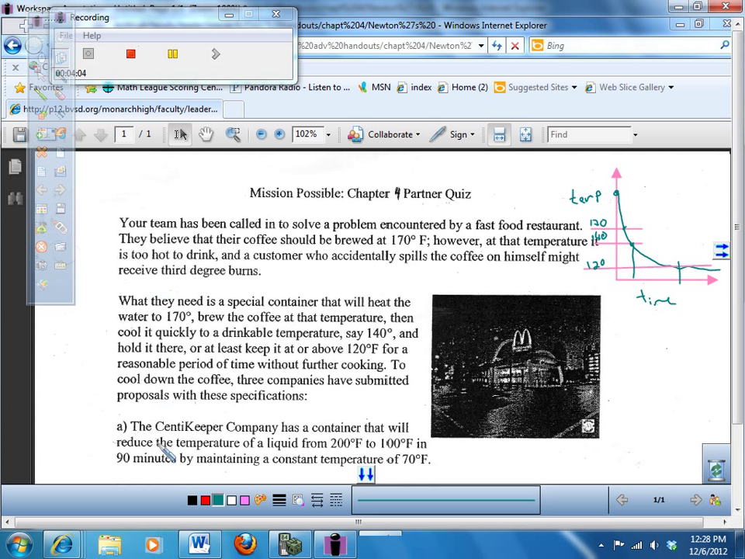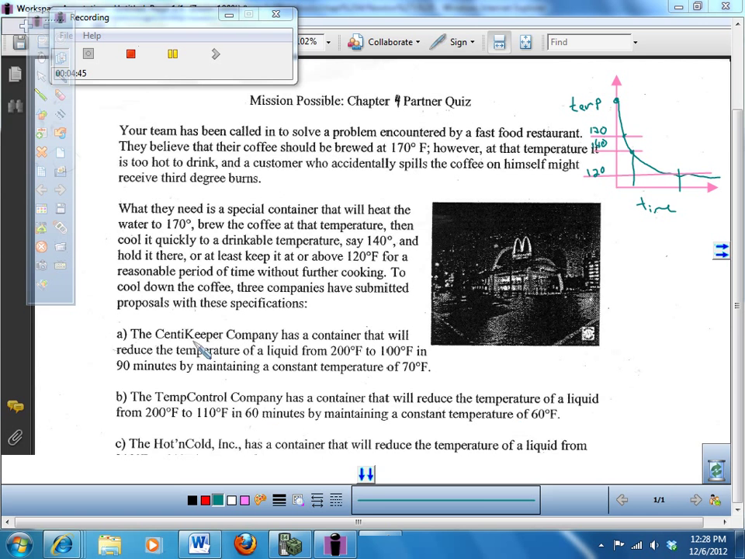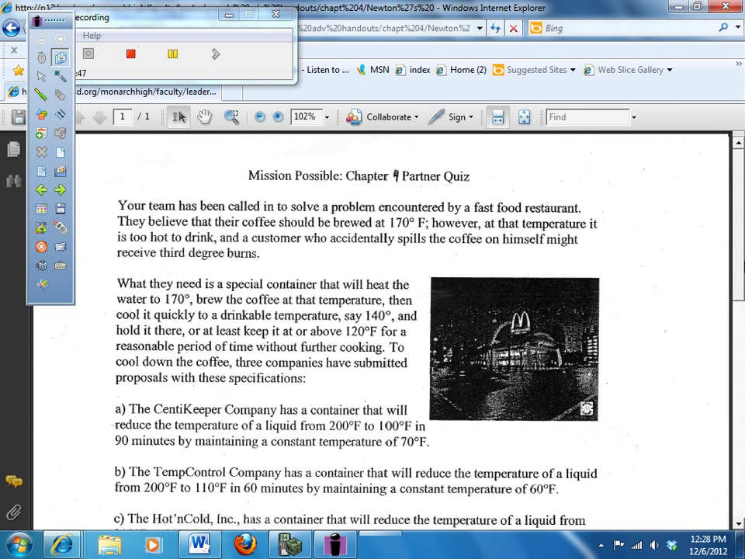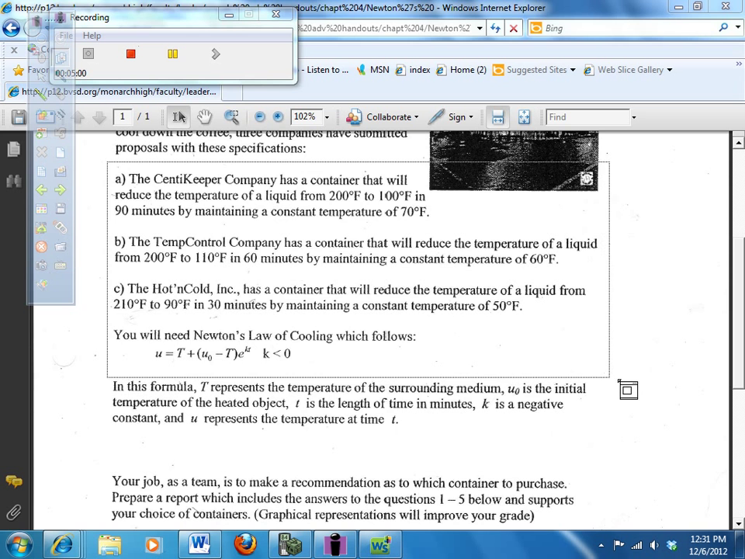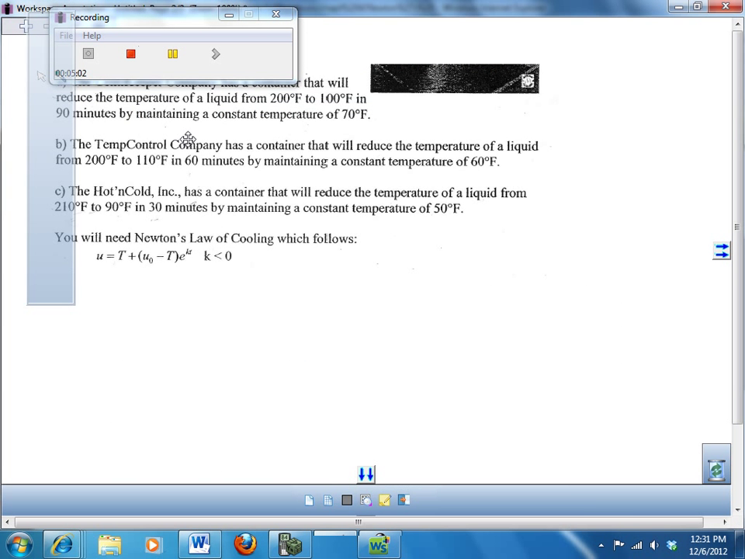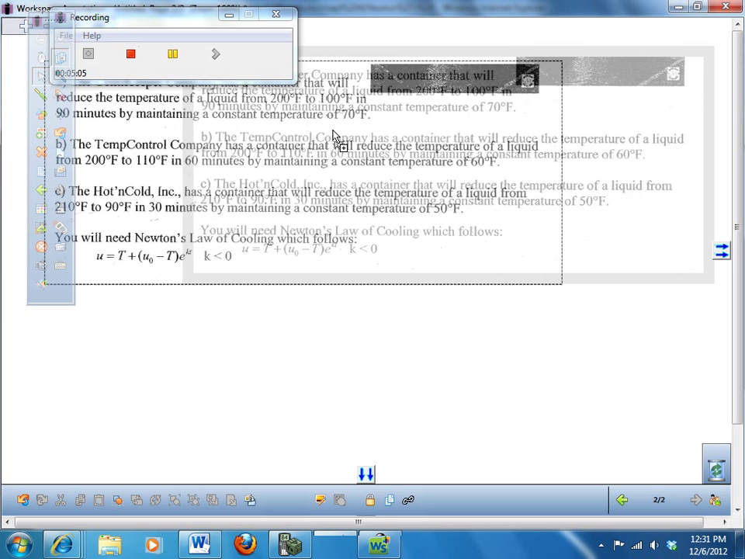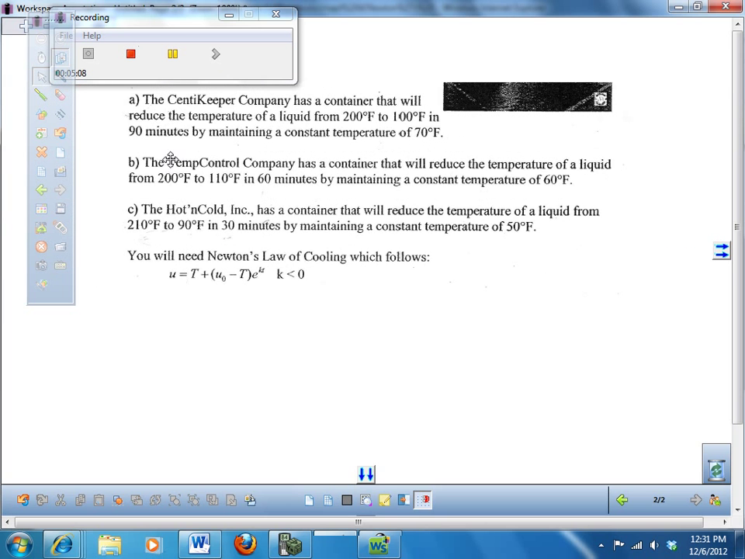Now the way you do that is you have to use an initial condition. So down here, let's get back to the regular worksheet. They give you this thing, Newton's law of cooling, right here. And so I'm going to take this section and blow it up. And I'm going to set up the first case for you, and then you guys could do the rest. So with this one, it says that the Centerkeeper company has a container that will reduce the temperature of a liquid from 200 to 100 in 90 minutes by maintaining a constant temperature of 70 degrees.